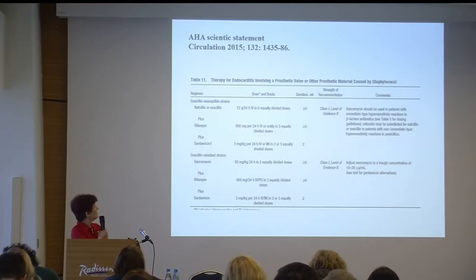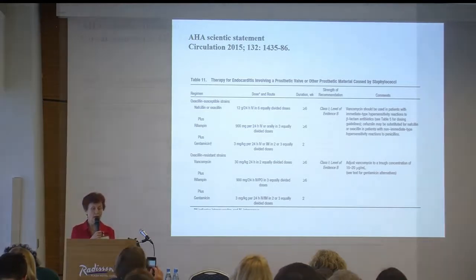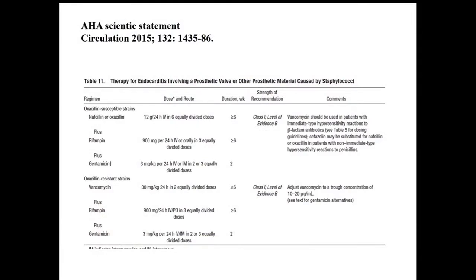There are recommendations for the therapy of endocarditis involving a prosthetic valve or other prosthetic material caused by staphylococci. And as you can see, it is proposed to use nafcillin or flucloxacillin plus rifampin when blood cultures become negative, plus gentamicin. But gentamicin is usually used in only one daily dose. It is recommended to follow this recommendation if you want to cure these infections.